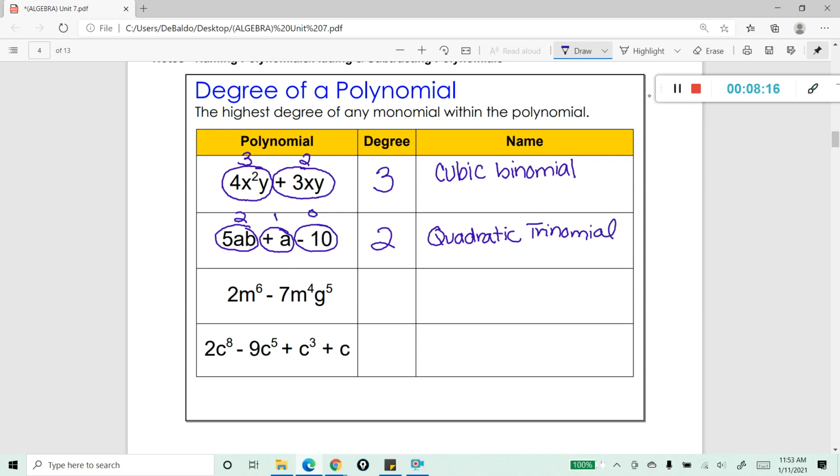Let's look at another one. This one has 2 terms. So I'm going to go ahead and circle those terms. You don't have to circle the terms, but I'm just going to for the purposes of the example. And you can see that the first monomial has a degree of 6, and the second monomial has a degree of 9. So that gives this a degree of 9. So we're just going to call this a 9th degree. And because it's 2 terms, this is going to be a 9th degree binomial.